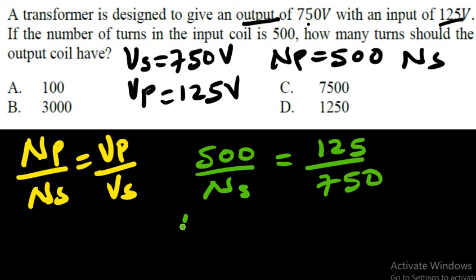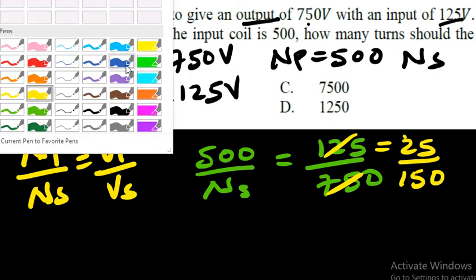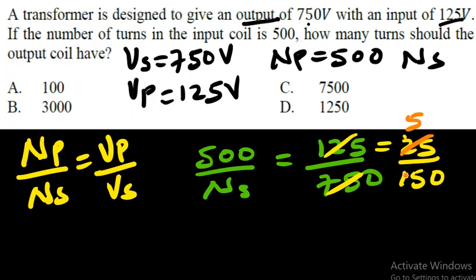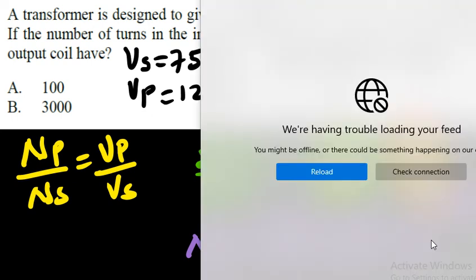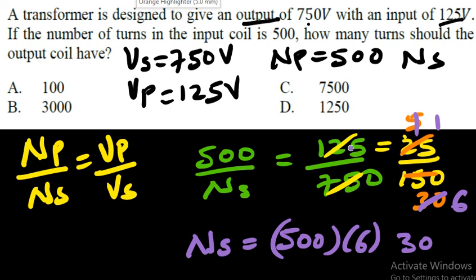So what will be NS by crisscross? 125 NS is equal to... by the way, you can simplify it here. Better to simplify there. By 5, it will be 25. What about this by 5? It will be 150. Again simplify by 5, 30. Still we can simplify. Again by 5, 1, and this by 5, 6. Therefore, crisscross: 1 times NS will be NS is equal to 500 times 6. 6 times 5 will be 30, and 2 zeros will be added there. That's going to be the secondary. The number of coils in the secondary will be 3000.